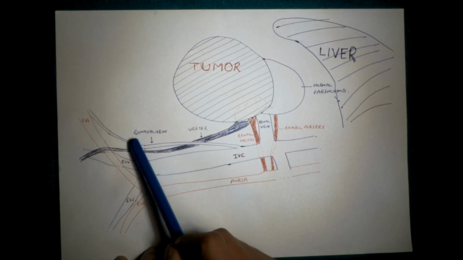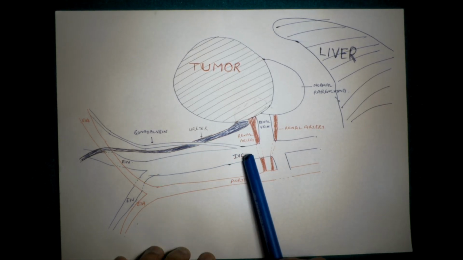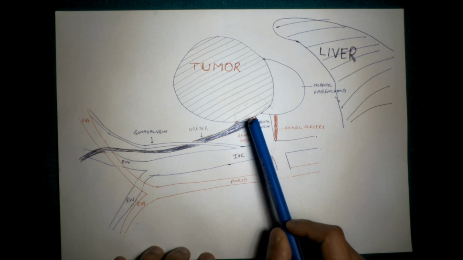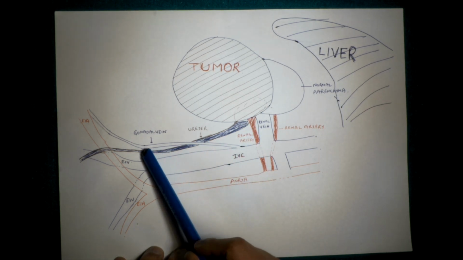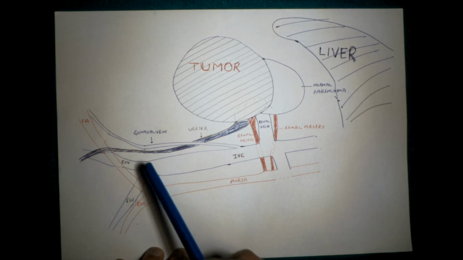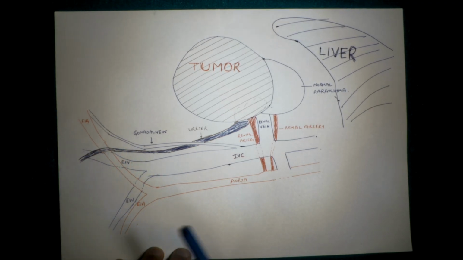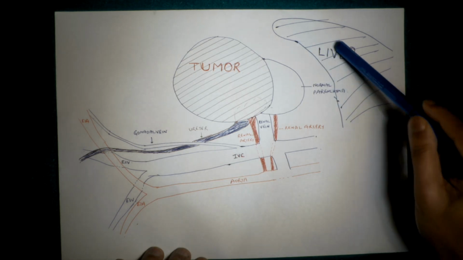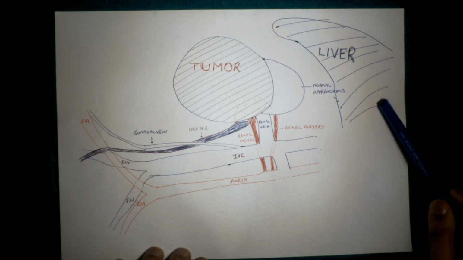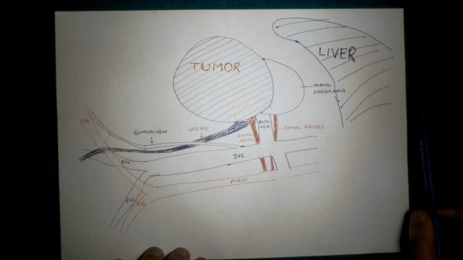This is the right gonadal vein which drains into the IVC directly. This is the ureter which drains urine from the kidney towards the urinary bladder. The ureter crosses the external iliac artery. This is the liver which lies cranial to the kidney, the upper pole of the right kidney.